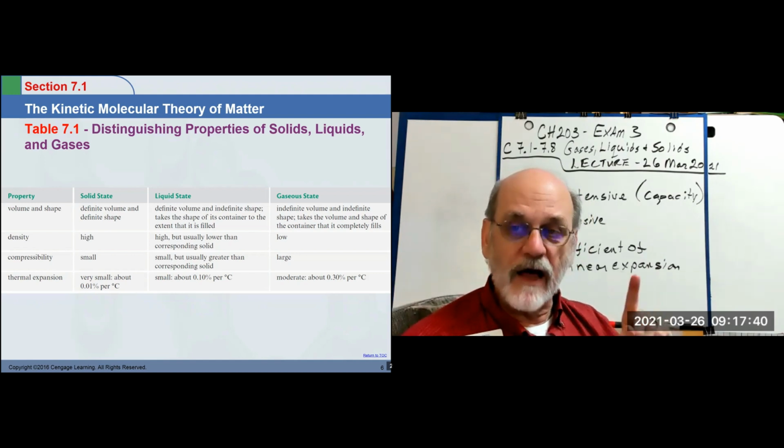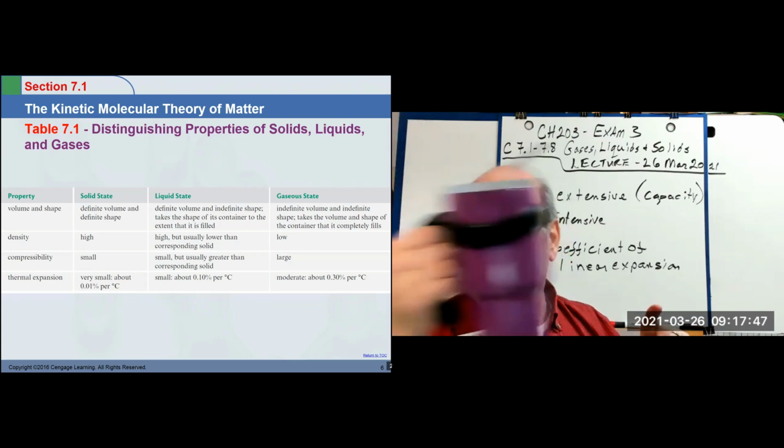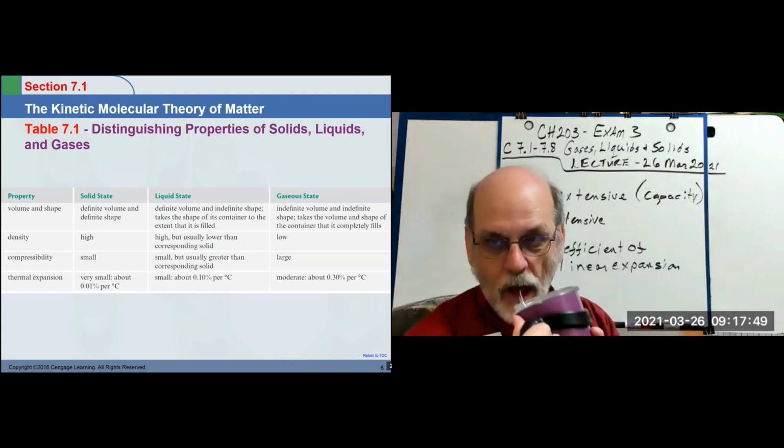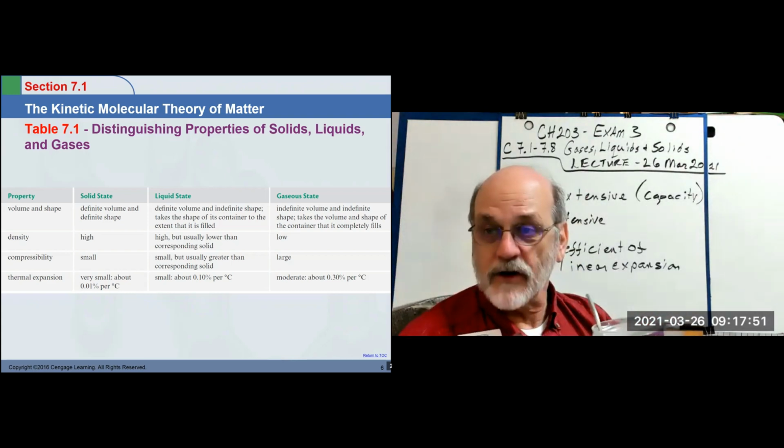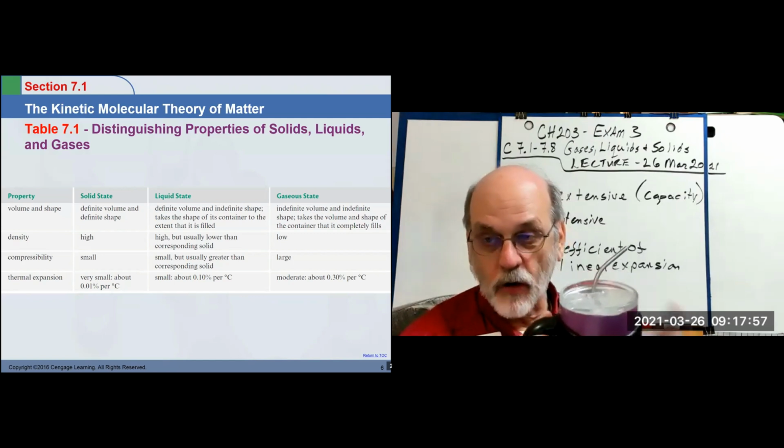Liquids have a definite volume, but they don't have a definite shape. So a liquid would need a container, like this cup. Now there are solids in here also, but the liquid in the container needs that to hold its shape.